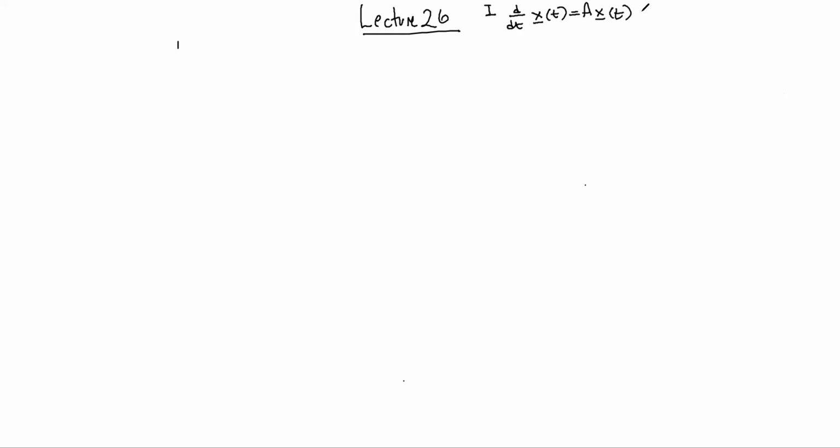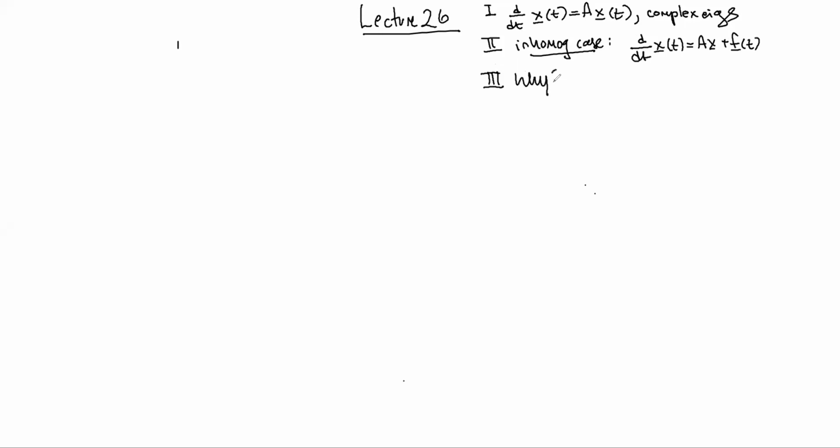So in the last lecture, we talked about what happens when A has real eigenvalues, but now I'll talk about what happens when you have complex eigenvalues. And I'll briefly say something about the inhomogeneous case, which refers to the same equation, but now you have some f that's not necessarily 0. These are all functions of t. And then I'll finally spend quite a bit of time talking about why this is an interesting setup, why systems of first order ODE are powerful and interesting.